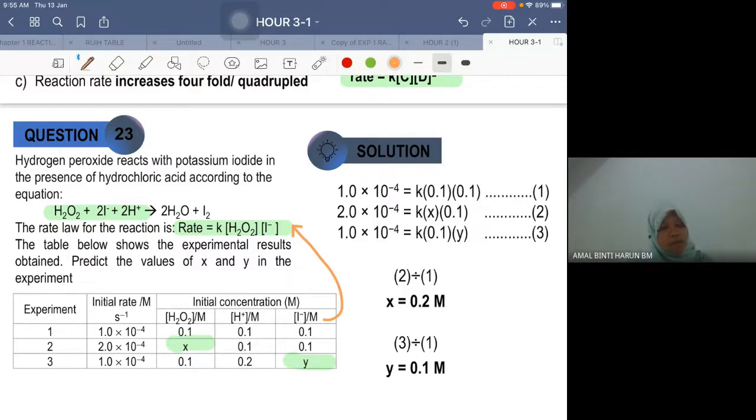Okay, so lepas ni kita akan determine order menggunakan graphical method. Okay, so bermula soalan 24 sehingga soalan 27, pastikan anda ada kertas graf dan anda plot supaya daripada graf tu kita boleh determine dia punya half life, kita boleh buktikan half life dia dan juga kita boleh determine the order of reaction. That's all for today. We'll continue with our 4 next week.